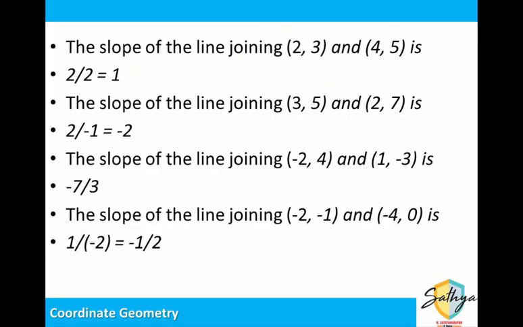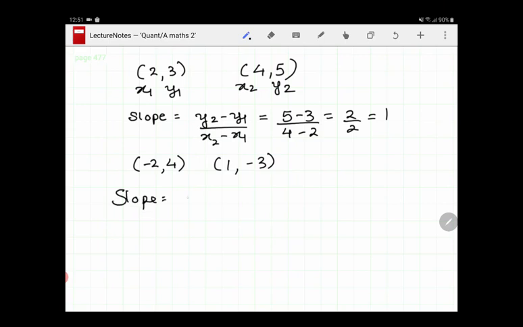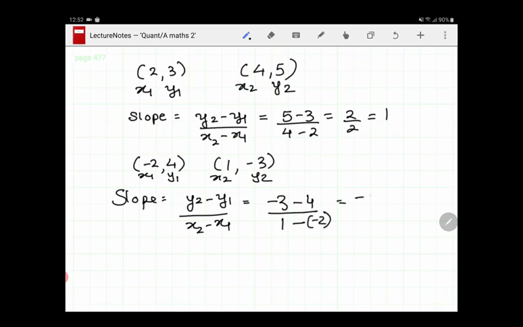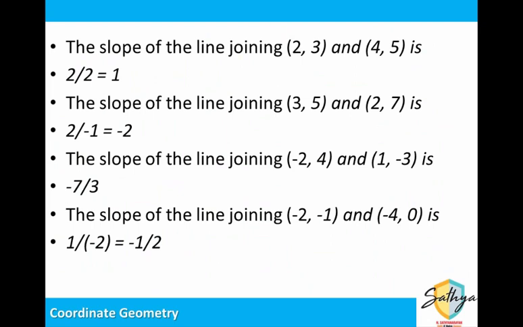Supposing I have to find the slope of the line joining the points minus 2, 4 and 1, minus 3, then the slope again is given by the formula y2 minus y1 upon x2 minus x1. So in this case, this is x1 and y1, this is x2 and y2. So y2 minus y1 upon x2 minus x1 is equal to minus 7 upon 3. So the slope of this line is minus 7 upon 3. I hope you are able to calculate the values of the remaining illustrations which are given on this particular screen.